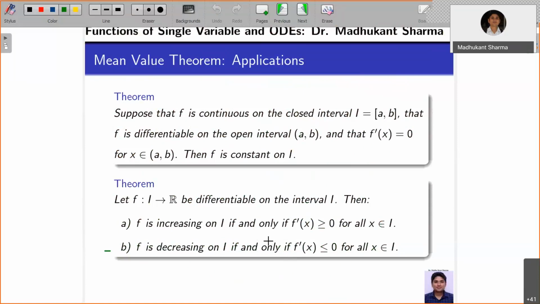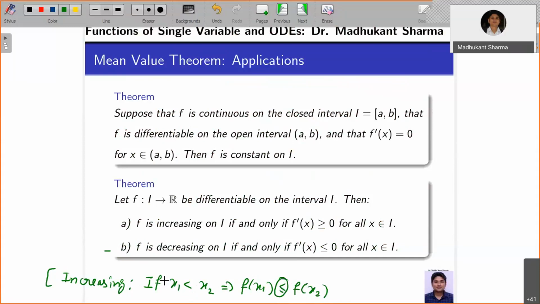The very first thing is to know what we mean by an increasing function and a decreasing function. For the increasing case I can mention, similarly you can go for decreasing: if x1 less than x2 implies f of x1 less than or equal to f of x2, then we say that f is increasing on I. If it is strictly less than here, then you will say it's a strictly increasing function.